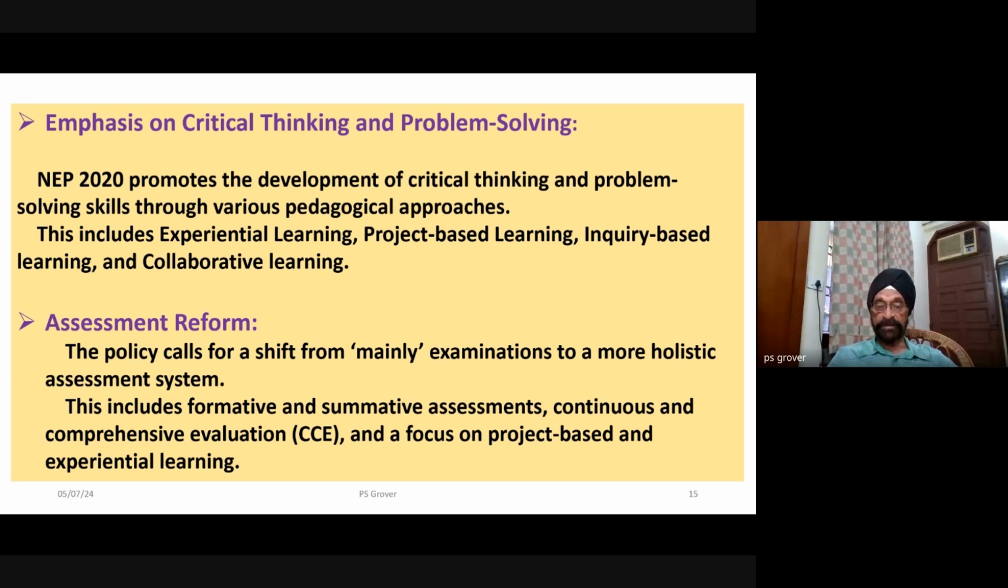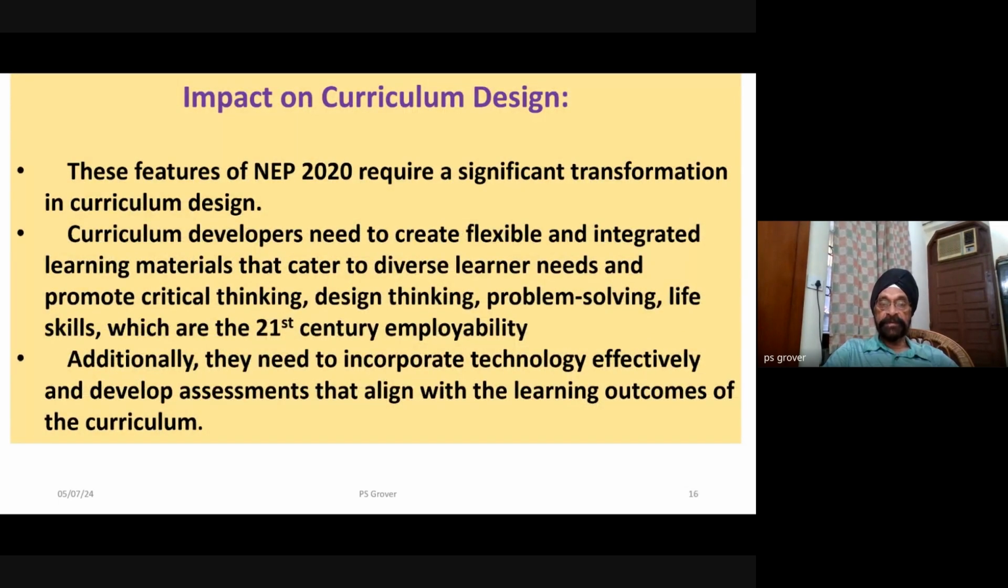So to gain the employability skills, students need to be educated and trained through our curriculum. You design the curriculum so that these higher thinking skills or employability skills are equipped in students while they are learning in the institution, while they are being taught. Now, curriculum developers need to create flexible and integrated learning materials that cater to diverse learning needs and promote critical thinking, design thinking, problem solving, life skills, which are 21st century employability skills.